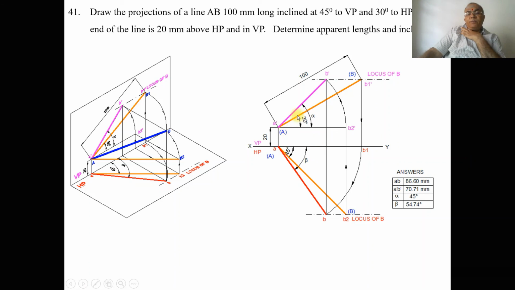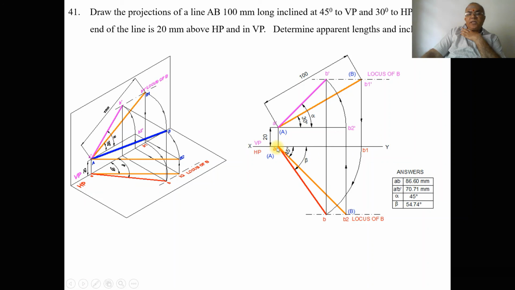So A dash, by using the scale, you measure the length of A dash B dash, which is 71 mm when you are doing it manually. When you are doing it on computer, it will be 70.71. And the inclination made by this with respect to HP, which is alpha, by using the protractor with A dash as center, you measure that angle. Alpha will be equal to 45.00.